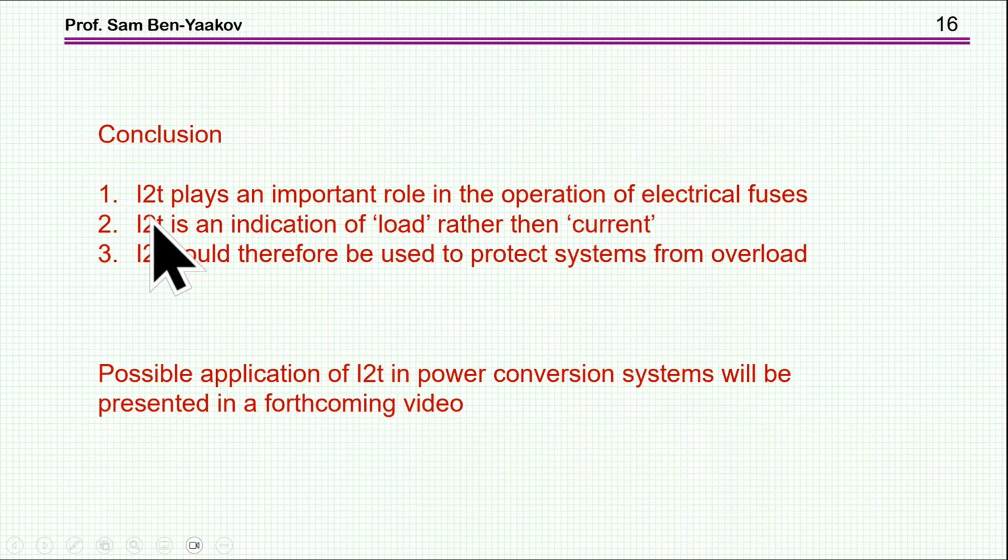As I've shown, the I2t plays an important role in the operation of electrical fuses, of course, and it's also an indication of load rather than current. The power that goes into the system rather than just the current. Therefore, it could be used to protect a system from overload. Now, possible application of the I2t in power conversion systems will be presented in a forthcoming video. I hope it will be soon.